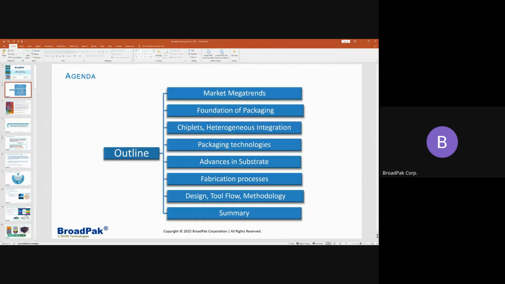I'll then talk about some of the packaging technologies. We'll get to that. I'll talk about the advances in the substrate. Substrate is the foundation of the IC packaging and directly influences the cost and the performance, so it's very important. And then I'll talk about some of the fabrication processes to manufacture these types of packages. And if time is left, I'll talk about the design, tool flow, and the methodology for this type of design, and then I'm going to wrap it up.